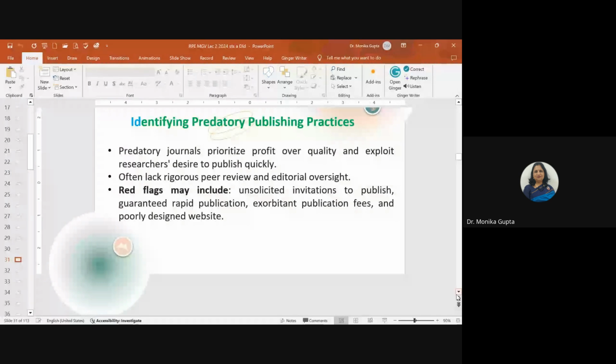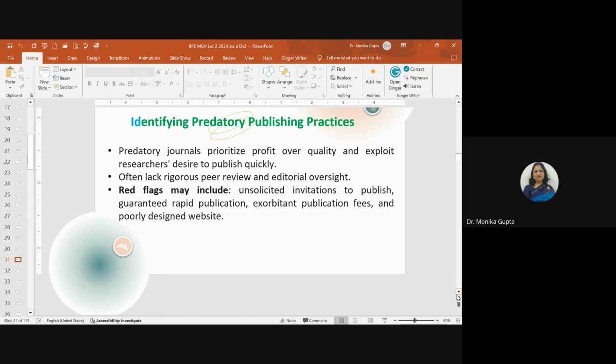Then identifying predatory publishing practices. So predatory journals pose a significant threat to ethical research publications. They prioritize profit over quality and exploit researchers' eagerness to publish. These journals often lack rigorous peer review processes and editorial oversight, jeopardizing the quality and validity of published research.